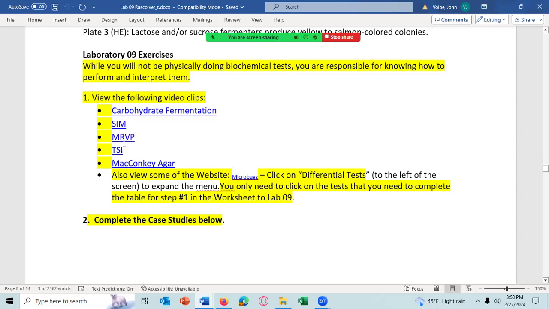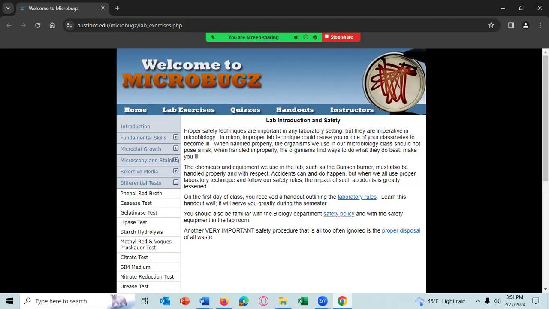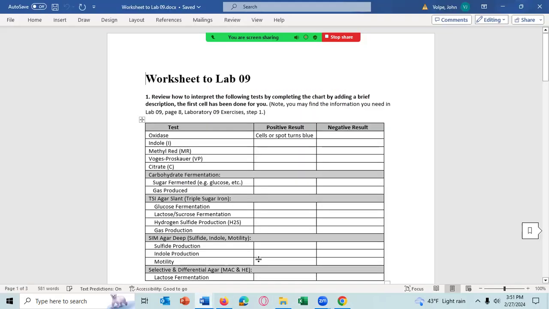So watch each of these videos going through the different tests. And then when you're finished with that, click on the microBuzz site to open up that web page. And you only need to look at the differential tests over here, to help you fill in the table in the worksheet.